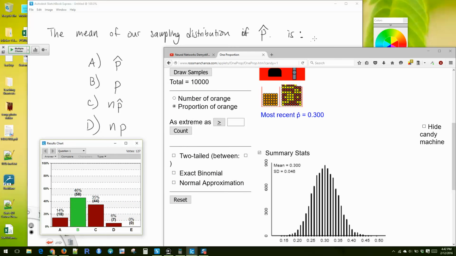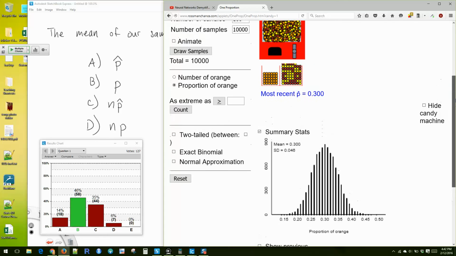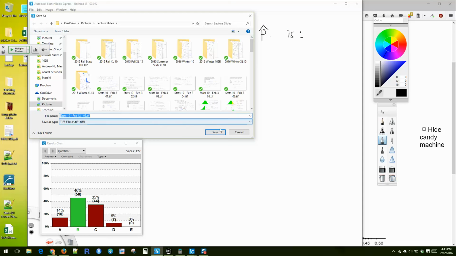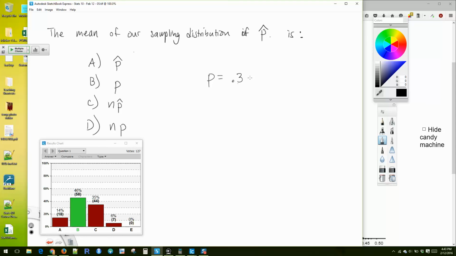So let's take a look at what we have going on here. What is P? P represents the proportion that exists in the population. So in our case, P is equal to 0.3. This is the proportion in the population that is orange. Now, every sample produces its own p hat. Not necessarily different, but produces its own p hat.